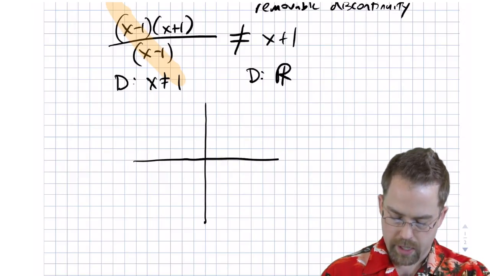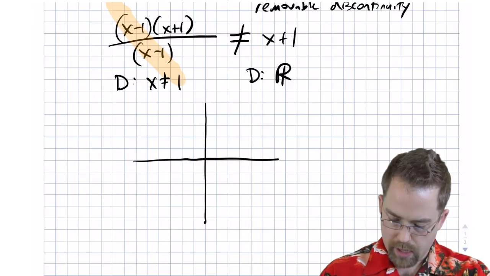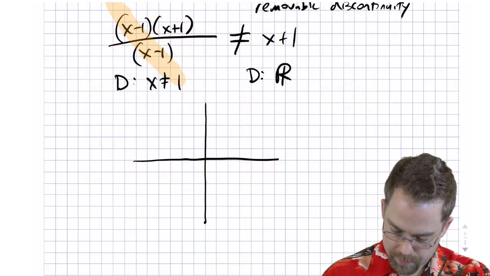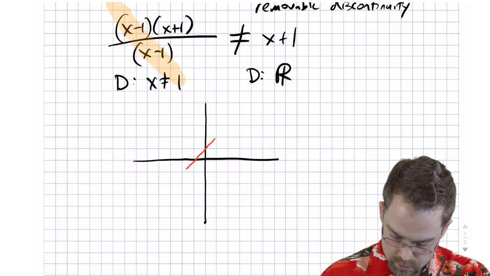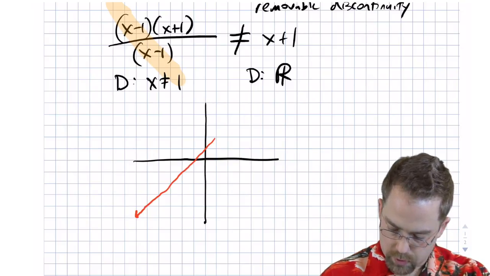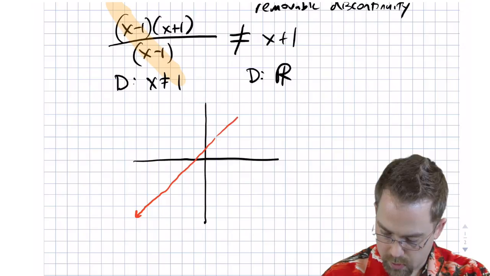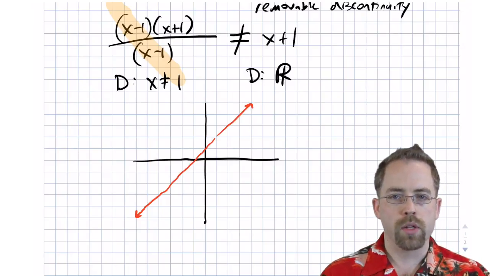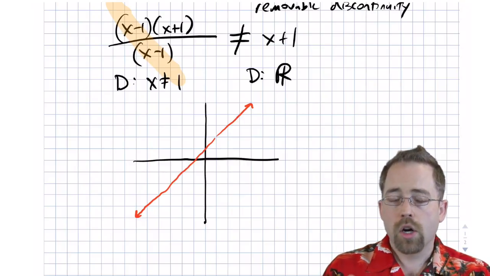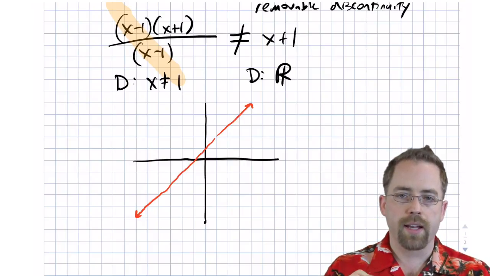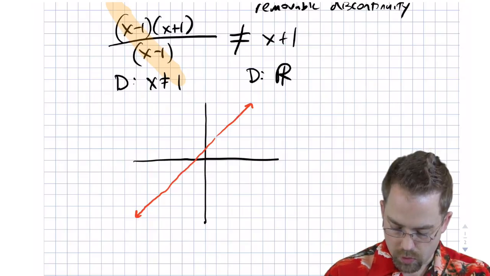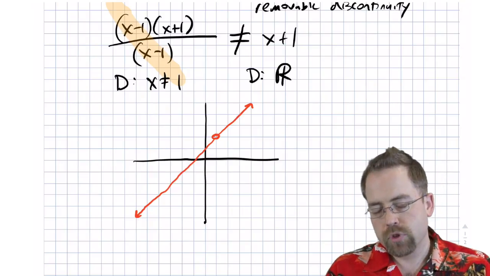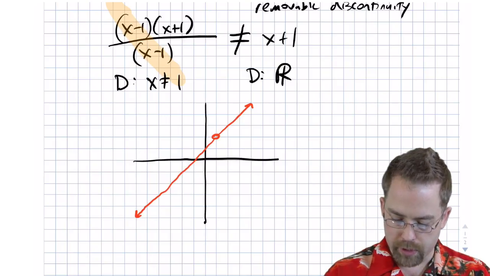What does the graph of x plus 1 look like? Well, if I draw my coordinate system, and then in red I draw my graph here, and your calculator would do this for you, but I'm trying to go slow. So you can see that that's what the graph of x plus 1 looks like. But our original function had a hole in it, so we need to draw a little gap right there. So that's nothing too super exciting.